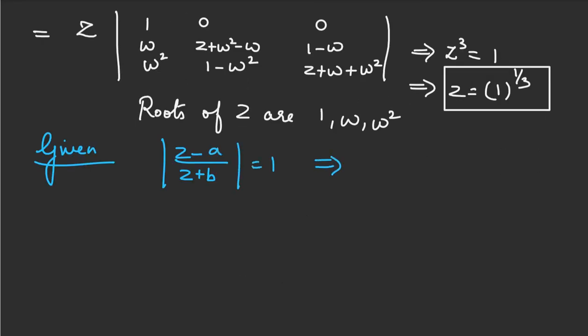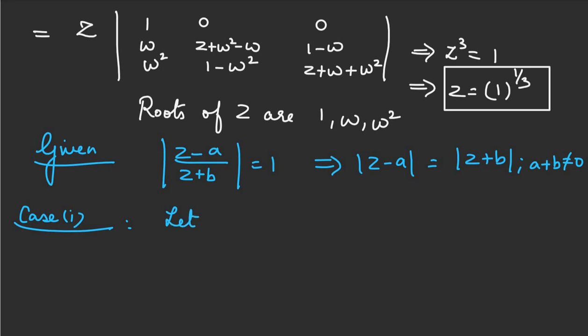which implies modulus of z minus a is equal to modulus of z plus b, and we know that a plus b is not equal to 0. Now let us take the first case. Let me take z is equal to 1. So what do we get here?